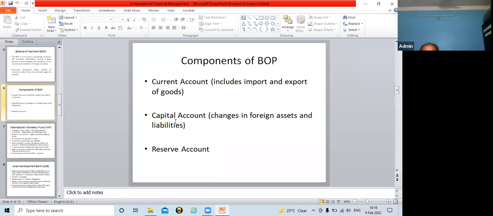The second component is capital account. Apart from goods and services, there is also capital, as in the example you gave of electronic equipments or electronic components. So this comes under capital account. It covers changes in foreign assets and liabilities. Now, to clear this particular concept, suppose India exports jute.